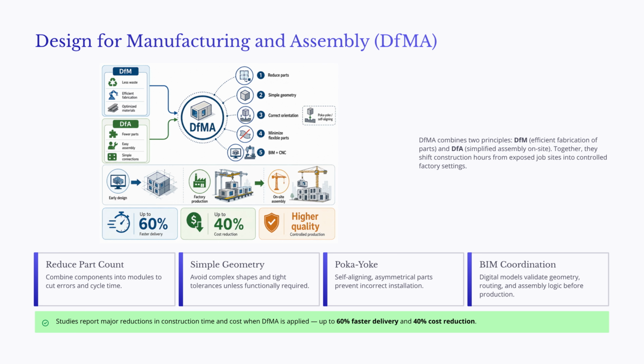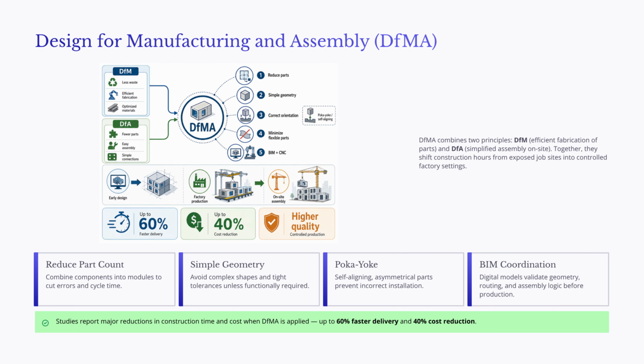A strong DFMA approach begins by reducing the number of separate parts. Fewer parts usually mean fewer procurement issues, fewer assembly errors, and shorter production cycles. The design should also avoid unnecessary complexity. Complex shapes, unusual details, and extremely tight tolerances should only be used when they are truly needed for performance. Another important concept is poka-yoke, or error proofing. In modular work, this can include self-aligning details, asymmetrical parts, physical guides, or connection points that make incorrect installation difficult.